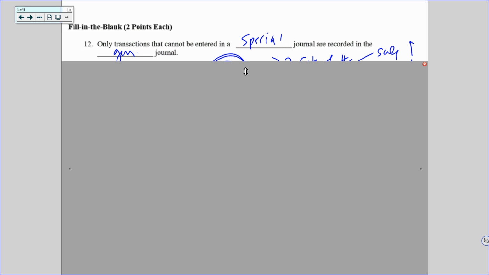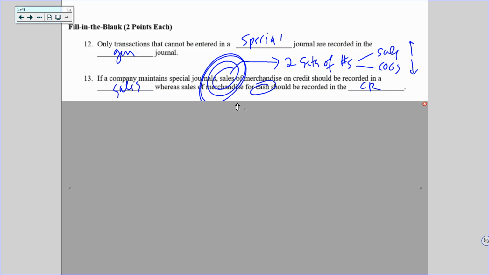If a company maintains special journals, the sale of merchandise on credit should be recorded in sales, whereas the sale of merchandise with cash should be in CR. Anytime we sell something, whether it's in the sales journal or the cash receipts journal, there are 2 sets of transactions because the sale goes up and COGS and inventory are gone.